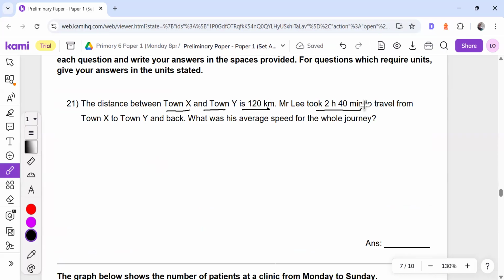Lee took 2 hours 40 minutes to travel from X to Y and come back. What was the average speed for the whole journey? So, how does the model look like? You have a distance line. Okay, those in my group, you should know already.